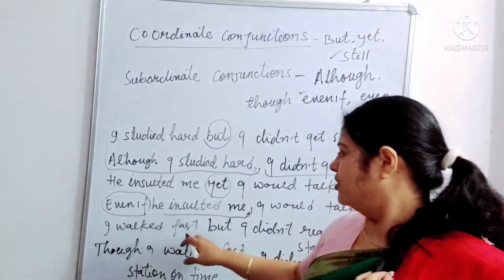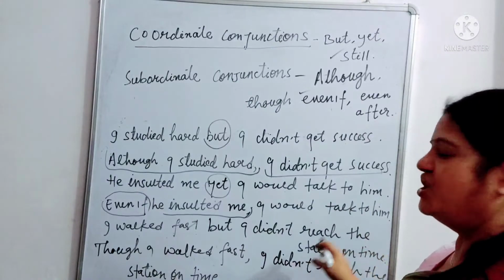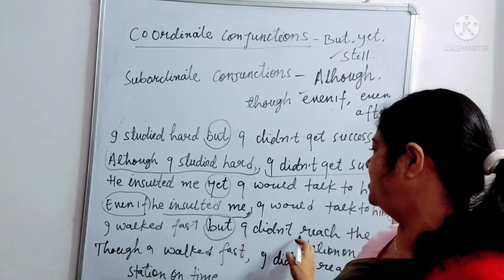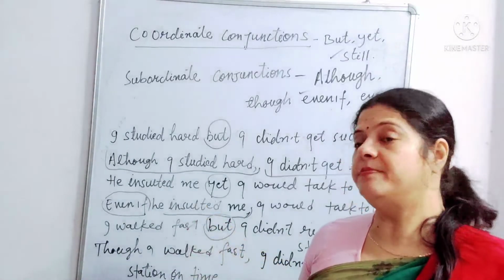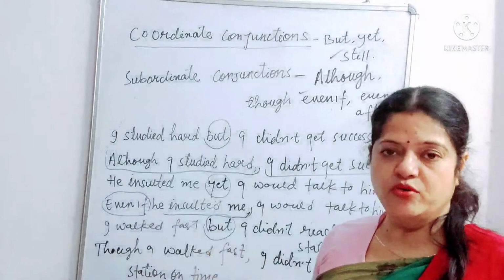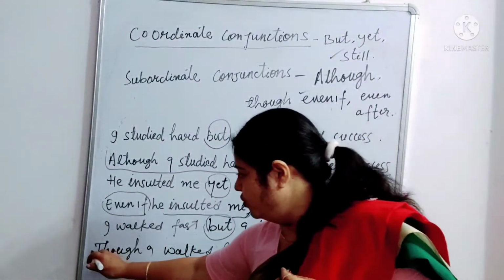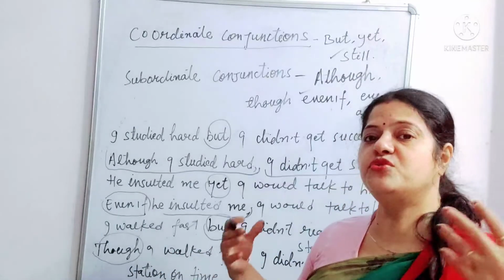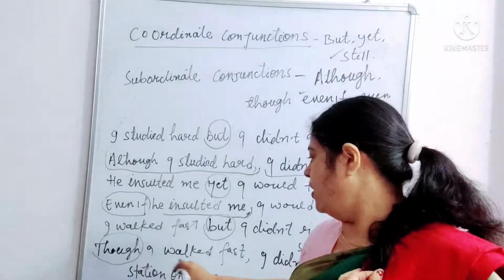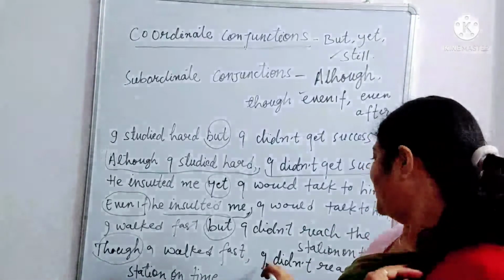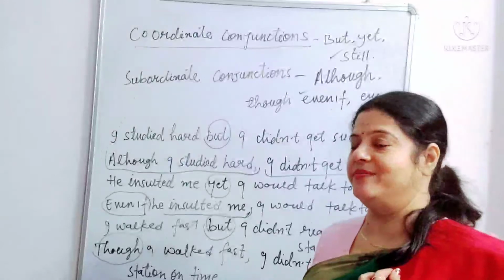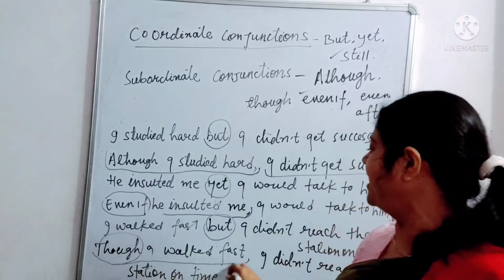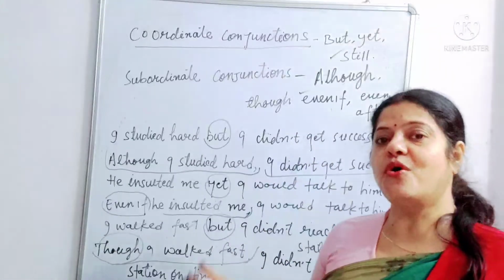Likewise here, I walked fast but I didn't reach the station on time. In this sentence, this is a coordinating conjunction adding these two principal clauses to make a compound sentence. And here, though is the subordinating conjunction. It has come in front of the sentence which shows reason. So though I walked fast, comma, I didn't reach the station on time. It has become a complex sentence, and this part is the subordinating adverb clause of contrast or concession.